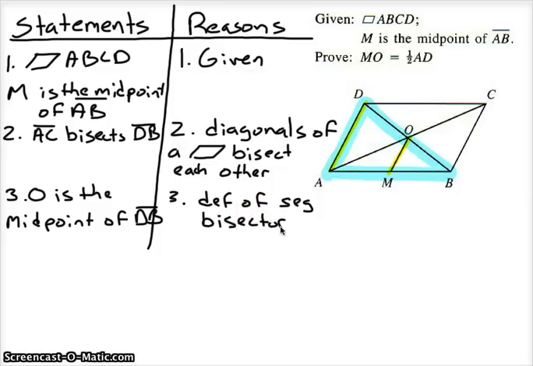Now that I know that O is the midpoint of segment DB, and I know that segment OM connects the midpoints of two sides of a triangle, I have my final answer, which is MO is half of AD. And the reason is, if a segment joins the midpoints of two sides of a triangle, it's half the distance of the third side.